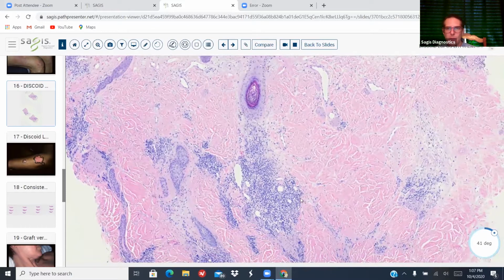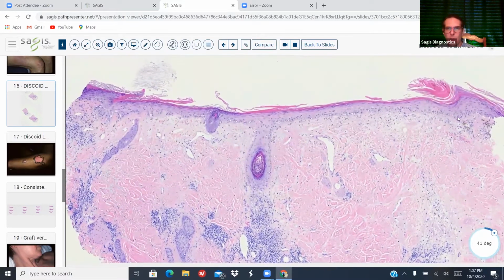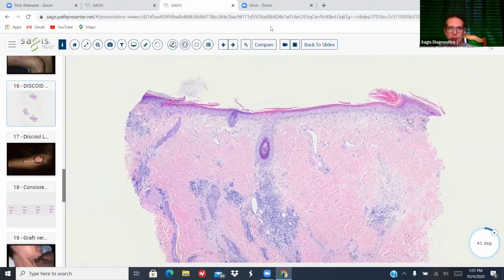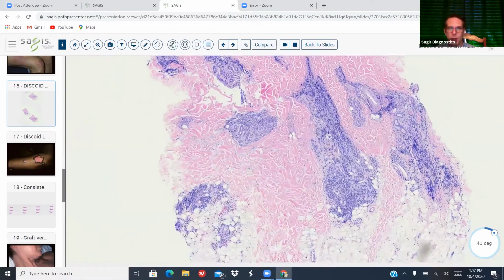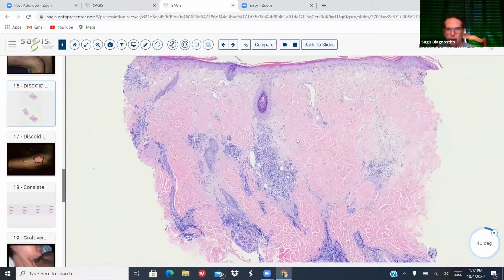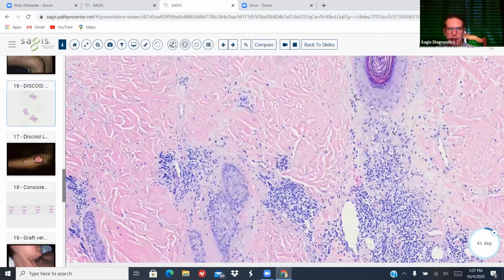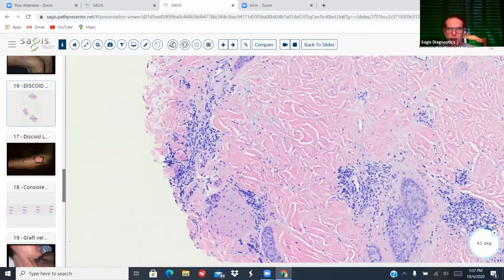Again, tower of lymphs, but typically in lymphoma, we're not going to see these type of epidermal changes. Now, dermatomyositis can look a lot like lupus, but normally it doesn't have the depth of the inflammation that lupus erythematosus has.